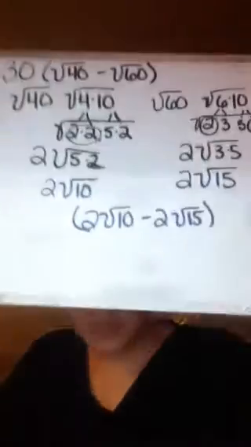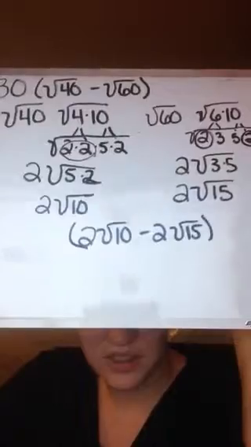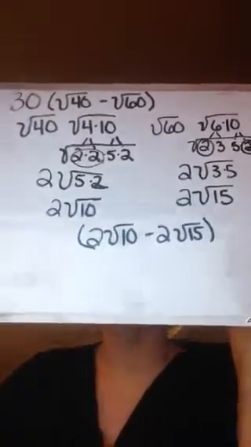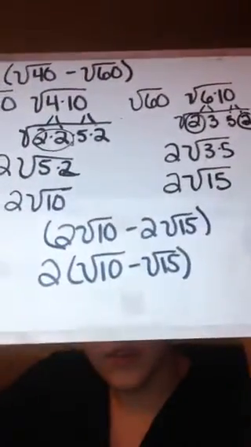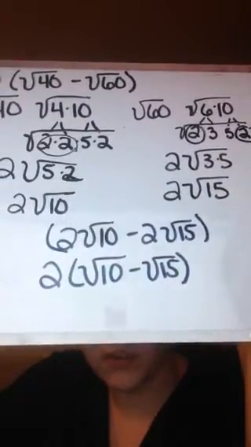Now, since the numbers in front of our radical are the same, we can go ahead and move them to the outside of our parentheses. We can divide that 2 from both of those. And it leaves us with 2 times the square root of 10 minus the square root of 15. Now, that's as simple as it can get, we can finally do that first math from the very top of this.